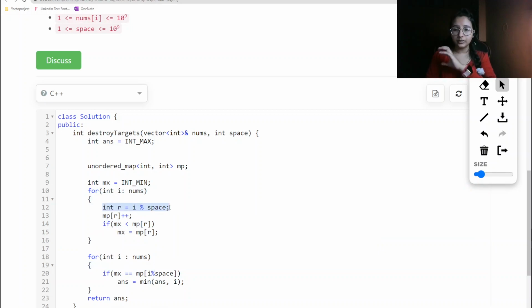with that particular space which is being given to us. And then we are directly putting that into our map, meaning the remainder which we obtain, and corresponding to that the number of elements would be put like this, that these were the maximum number of elements which we figured out.